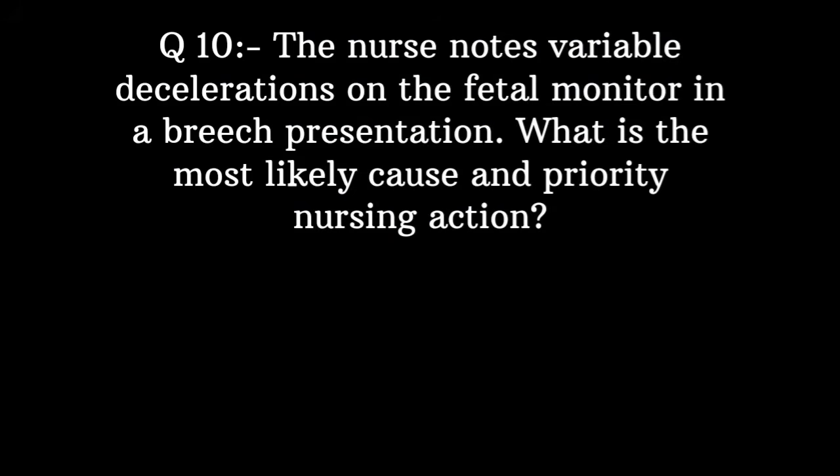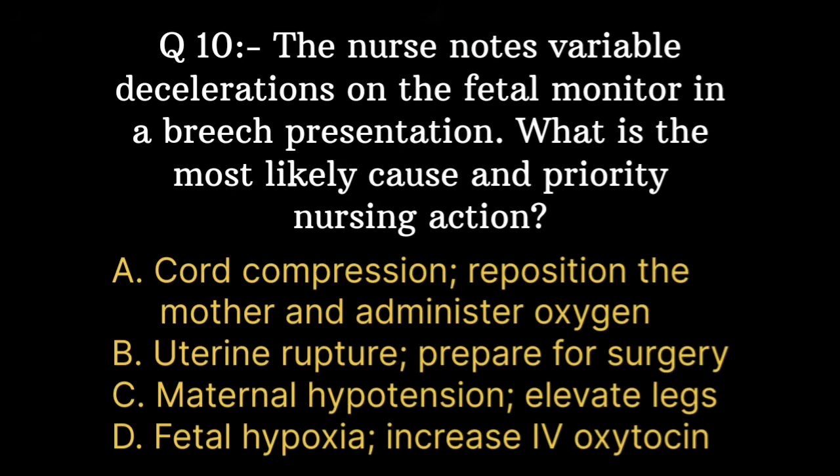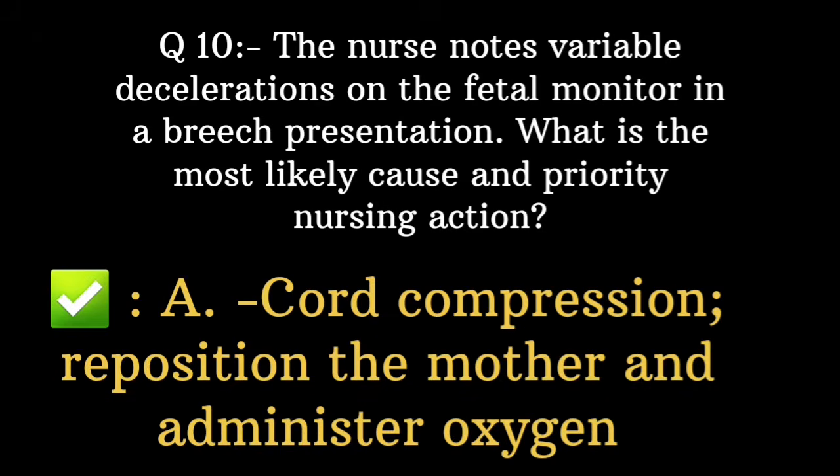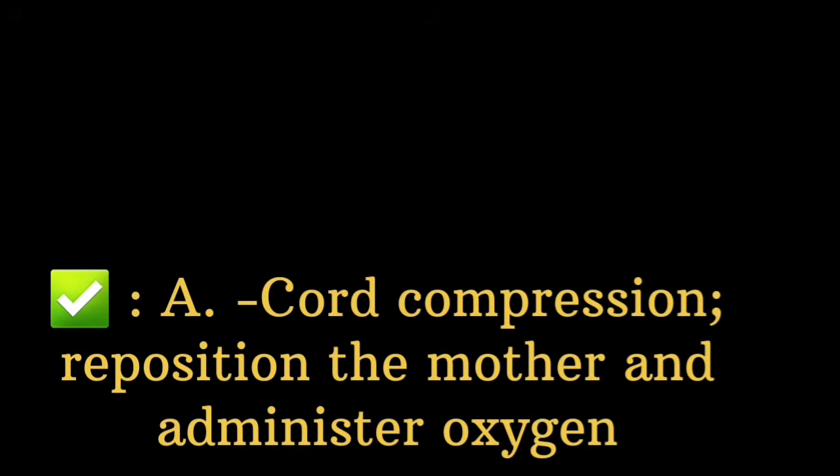Question number 10. The nurse notes variable decelerations on the fetal monitor in a breech presentation. What is the most likely cause and priority nursing action? Options: A. Cord compression, reposition the mother and administer oxygen. B. Uterine rupture, prepare for surgery. C. Maternal hypotension, elevate the legs. D. Fetal hypoxia, increase IV oxytocin. The answer is option A. Cord compression, reposition the mother and administer oxygen.